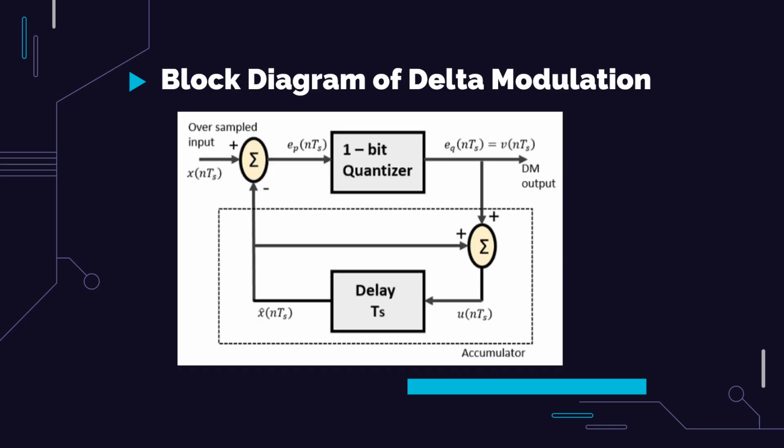As you can see in this diagram, the input signal is applied and compared with the previous output. The difference is sent to a 1-bit quantizer. The output bit tells whether the signal increases or decreases. The adder plus delay reconstructs the signal for the next comparison. The result is that only 1 bit per sample is transmitted, but distortion can occur if the step size is fixed.